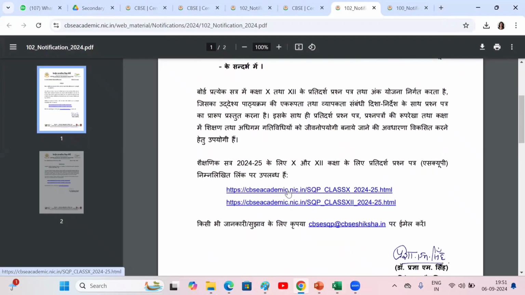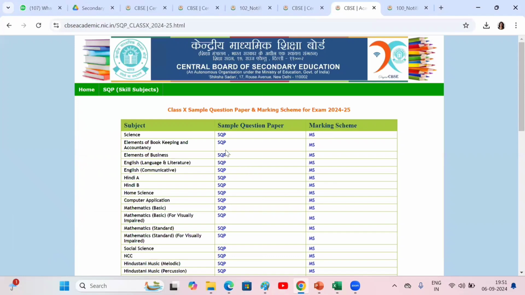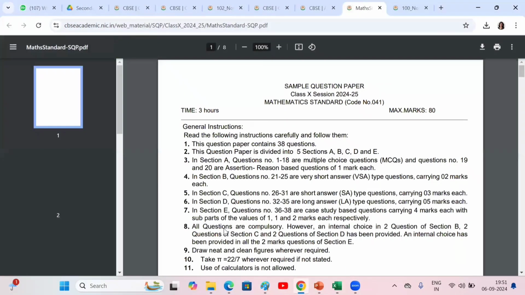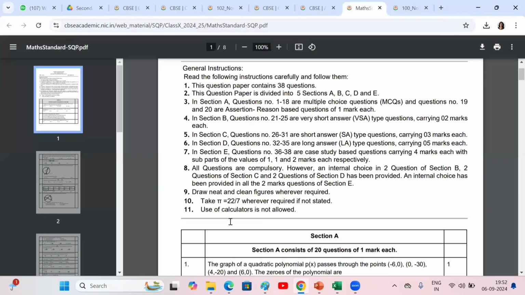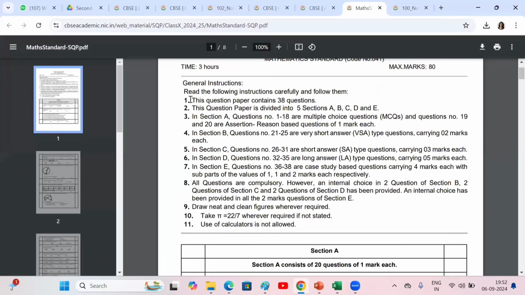This is for class 10. So when I click on this, this is the list of the question papers. I go to my own subject, mathematics standard, the sample paper and the marking scheme are both here. So I can just click on this and I will get the access of the CBSE sample paper. This is the sample paper. If you see, there is no change in the format of the paper.